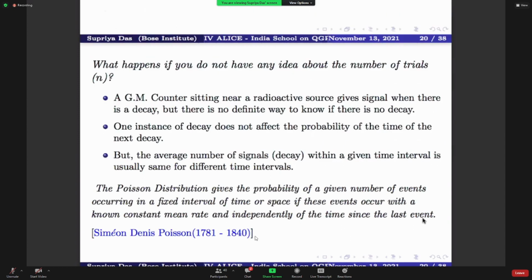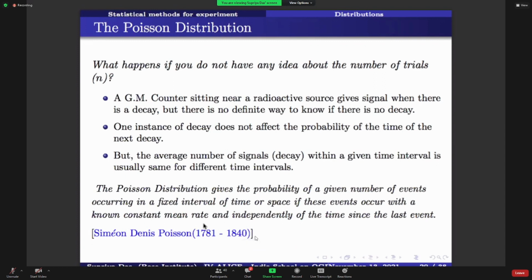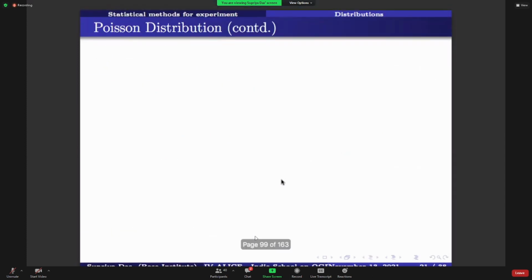They are independent. This is known from, once again, the discoverer of this distribution, Simeon Denis Poisson, and he is the same Poisson who gave you Poisson bracket, Poisson distribution, Poisson constant. It's the same Poisson.